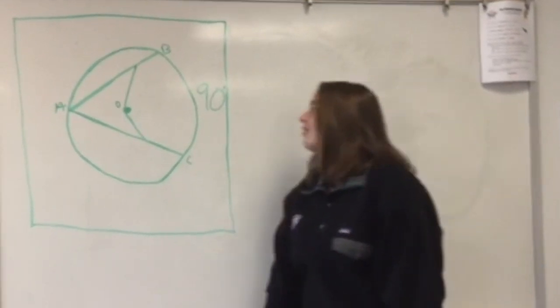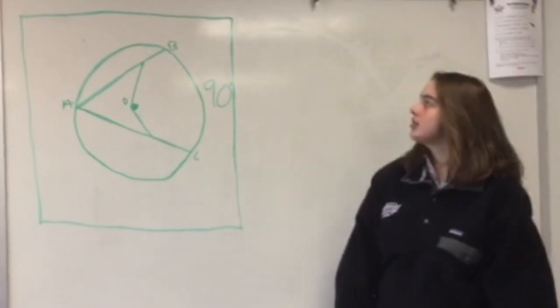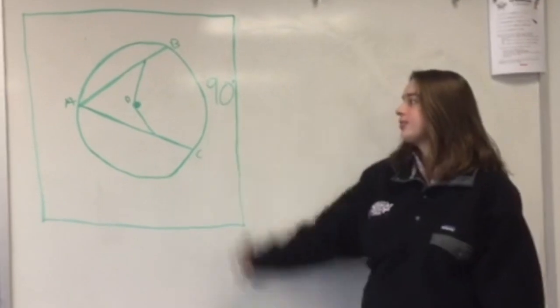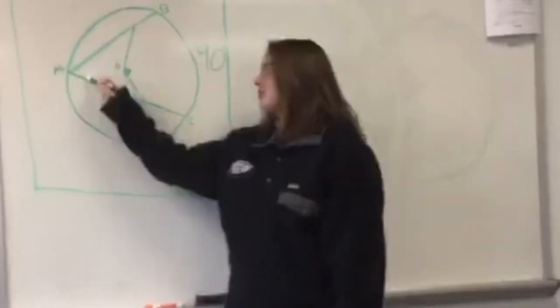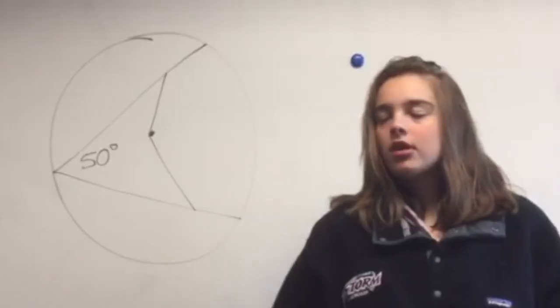Now that we have found the measure of the central angle using the measure of the intersected arc, can you tell me what the measure of the inscribed angle is? The answer is 45. Great job, young Padawan.